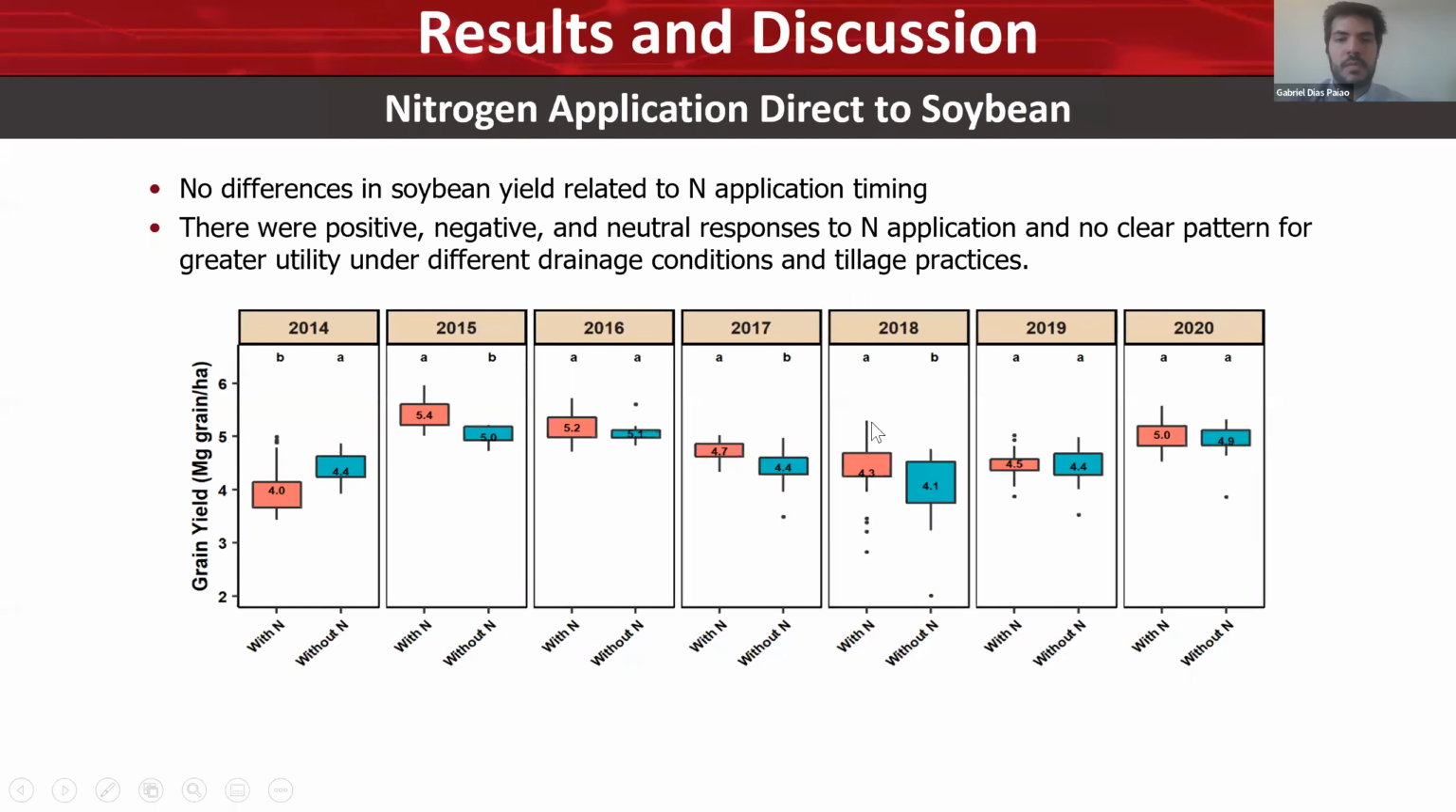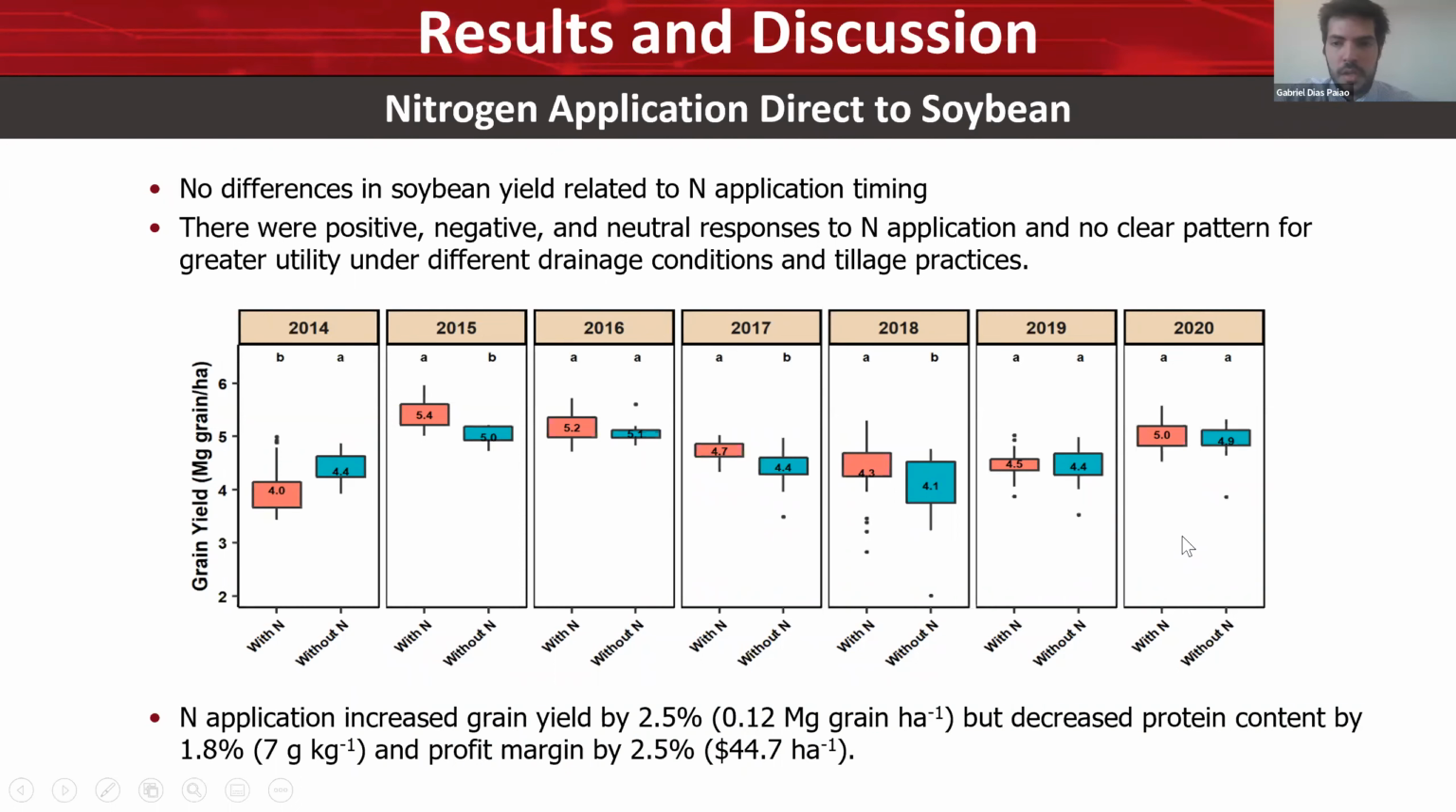So overall, there were also no clear patterns for a better utility of nitrogen application under different drainage and tillage conditions. In some instances, there were interactions between drainage and tillage, but they seem to appear more at random than to be related to any weather condition or anything like that. So in summary, nitrogen application increased grain yields by 2.5%, but decreased protein content by 7 grams per kilogram, and also decreased profit margins by $44 per hectare.